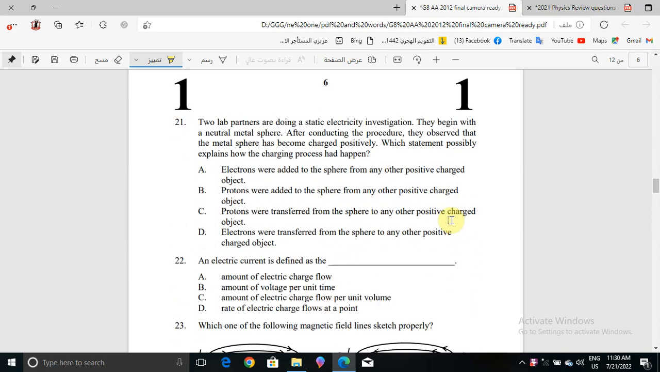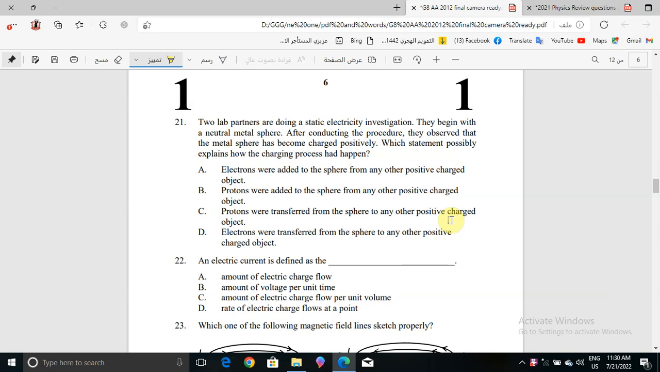Now question number 21. Two lab partners are doing a static electricity investigation. They begin with a neutral metal sphere. After conducting the procedure, they observed that the metal sphere has become positively charged. Which statement possibly explains how the charging process happened? Here we have the first choices.